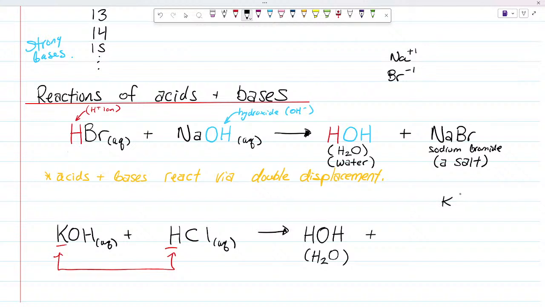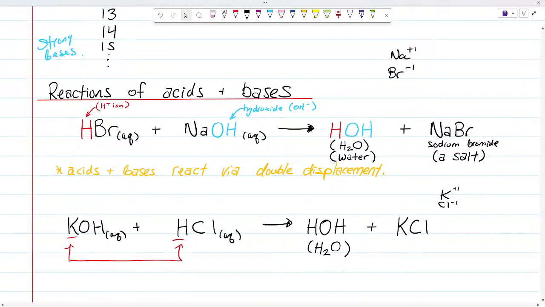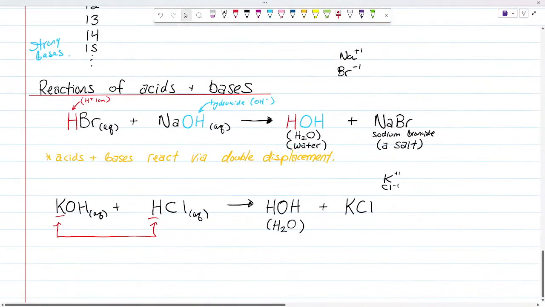And we can work that out. How many electrons does K give away? 1. How many electrons does Cl want to take? 1. So we don't even need to do any numbers. This will just be KCl. Right? Nice, easy ones. So acid-base neutralizations are easy.